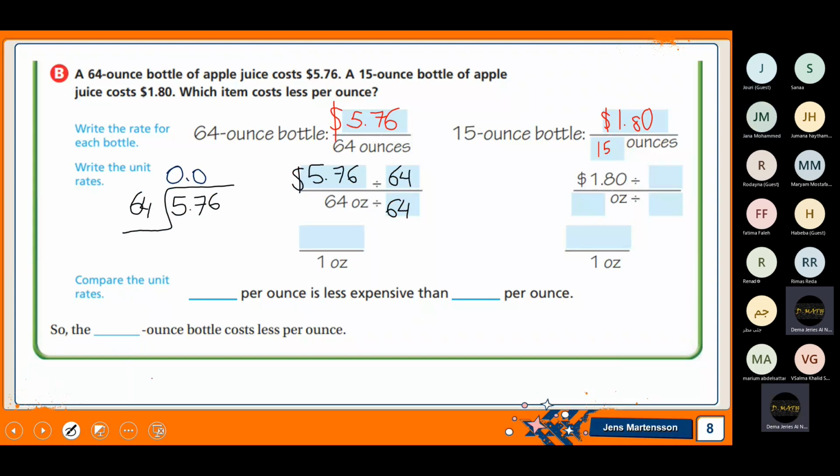Yes, I can. What's the number? The number will be 9. 9 times 4 is 36, write 6 and carry 3. 9 times 6 is 54, plus 3 is 57. Then 0, 0, 0.